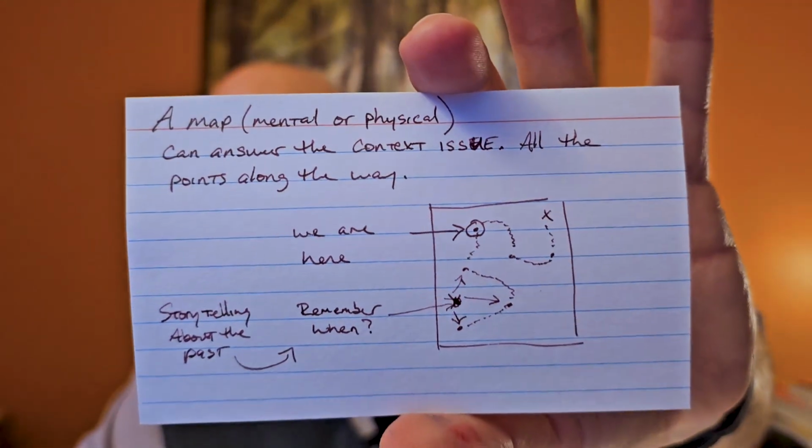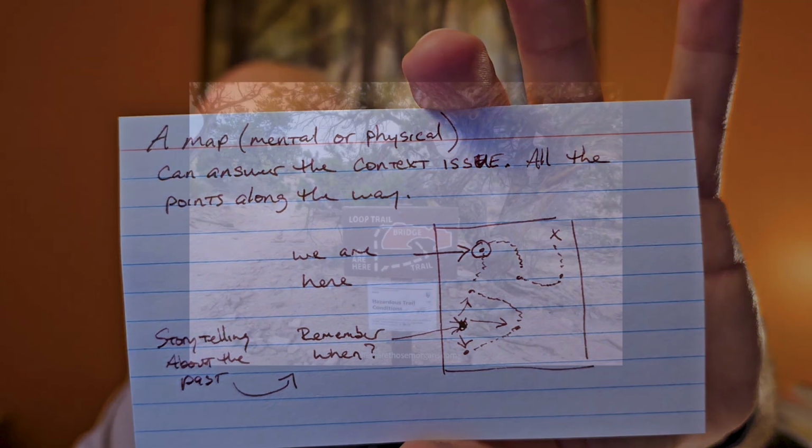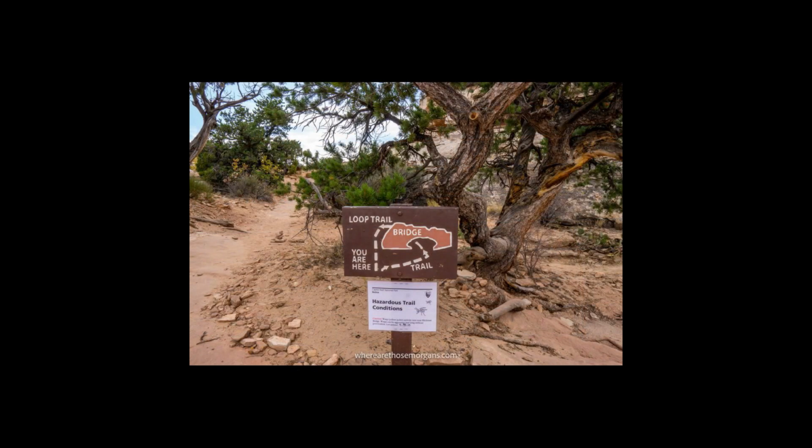So I got this idea that a map can be mental or physical, digital. If I can somehow include that in imagery or something, I can show points along the way, right? And I drew this picture too. You've seen the maps, right? Like in a park or something, you are here, and it points to a specific location.